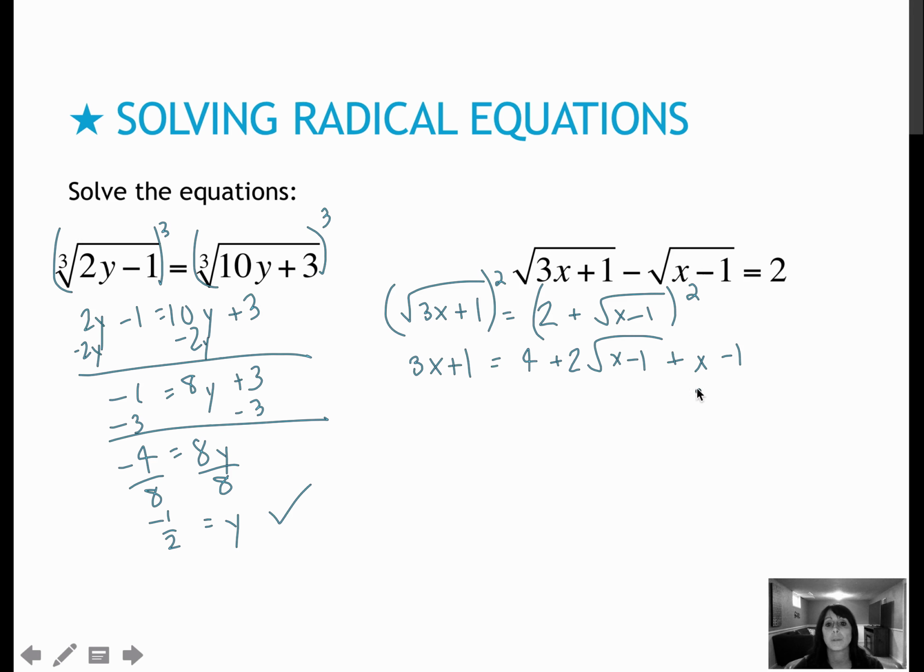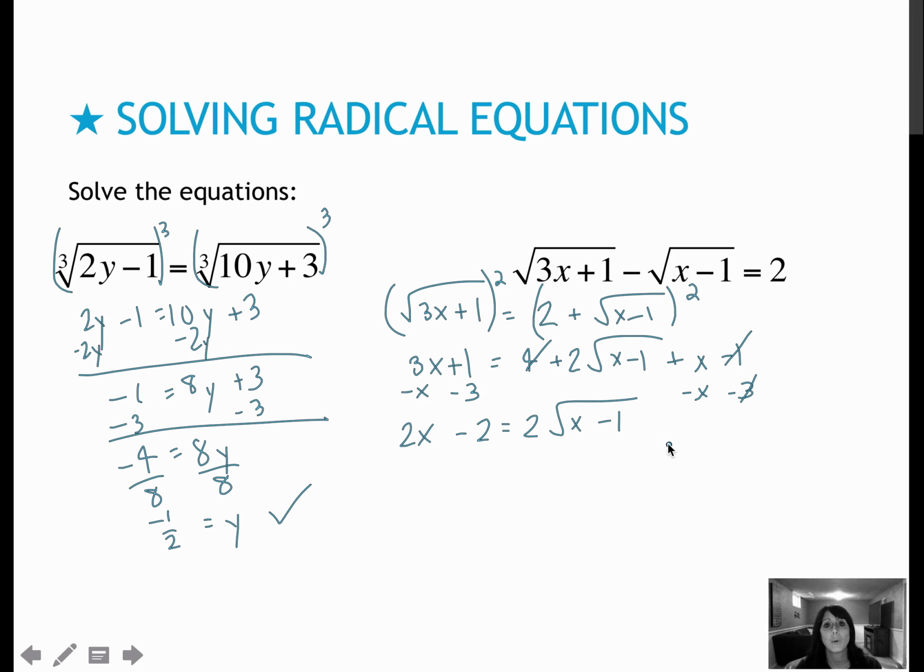I would try to do a little bit of cleanup here, so I would subtract the x from each side, which would give me 2x. I have 4 and minus 1, so I have 3 on the right side, so I'm going to subtract the 3, which would get rid of all of that. And then 1 minus 3 is negative 2. Yes, I'm not showing a lot of my work here because I don't have a lot of room. And this is what I come up with at this point.